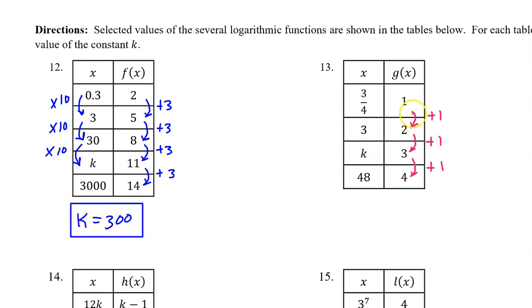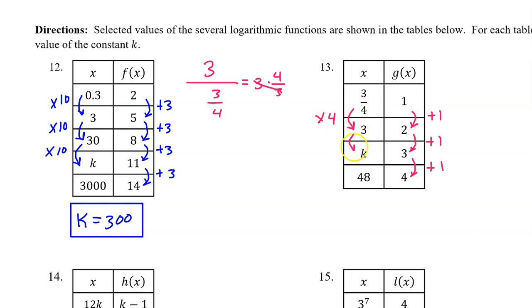Number 13. First verify that the output values are equally spaced, and they are. Now let's find the common ratio among the input values. This is a little awkward, but we need to divide each input value by the previous input value. So I'm going to do a little scratch paper work here. I need to do 3 divided by 3/4. But we know that when you divide by a fraction, you multiply by the reciprocal. So this is the same thing as 3 times 4 over 3. The 3's cancel out and you simply get 4. So the ratio here is 4.